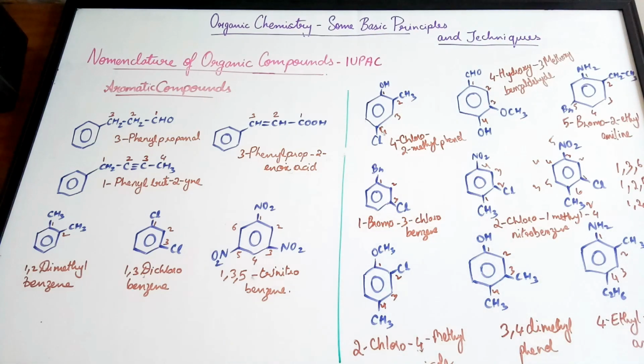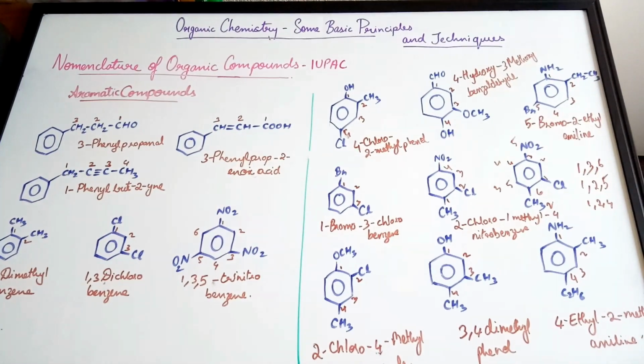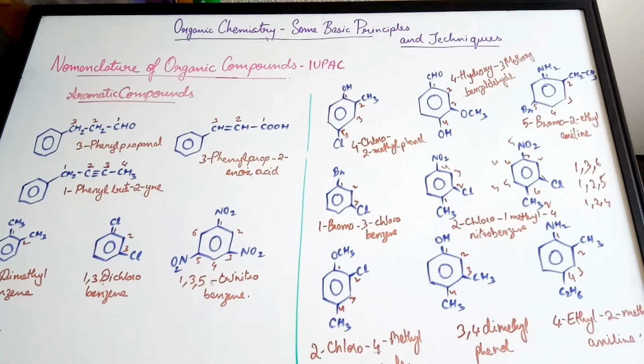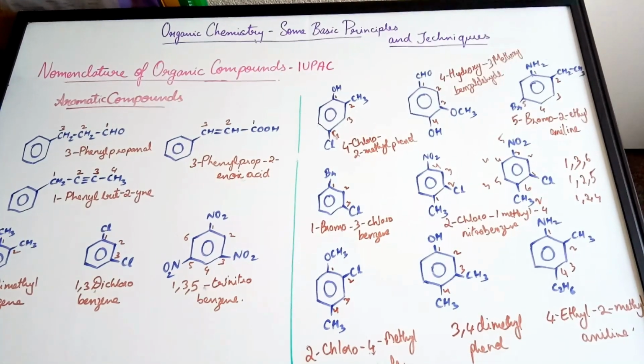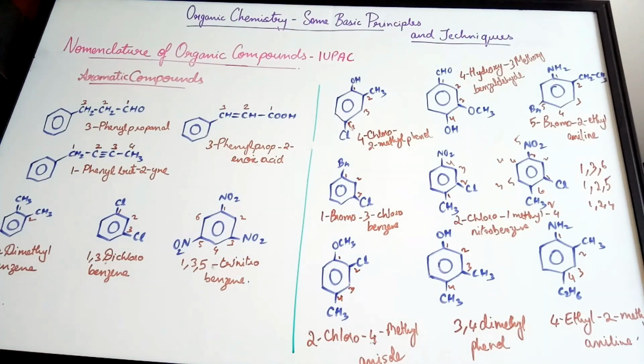With that, we complete the nomenclature of aromatic compounds, specifically for benzene rings. In the next video, we will be discussing the in-text questions related to aniline, and after that, we will be starting with a topic called isomerism.